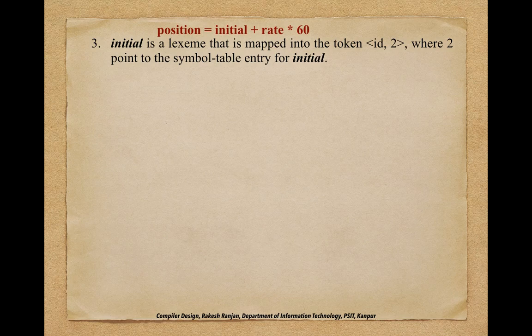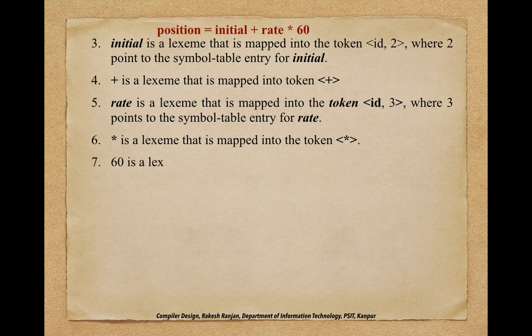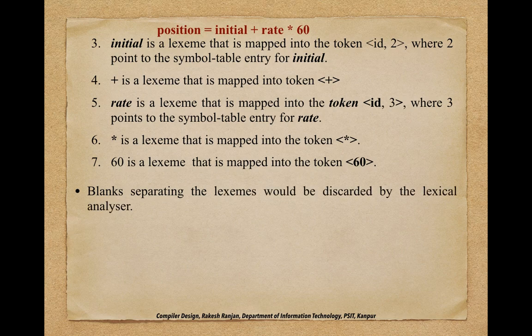Second is the assignment operator. It is abstract, so it does not have any attribute value. Next is the plus symbol, a lexeme that is mapped into the token plus. Then comes rate. This is the third id, so we write the token id comma 3, where 3 points to the symbol table entry for rate. Next is the asterisk. It is abstract, so it can be represented simply within angle brackets. 60 is a lexeme that is mapped into a token.